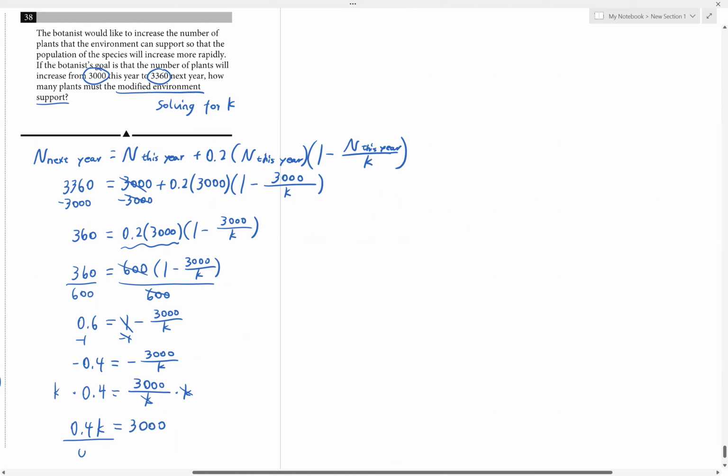And to solve for K, we can divide by 0.4. So we get K equal to 3,000 divided by 0.4, and that should be 7,500. So K equals 7,500, and that will be our final answer for this question.